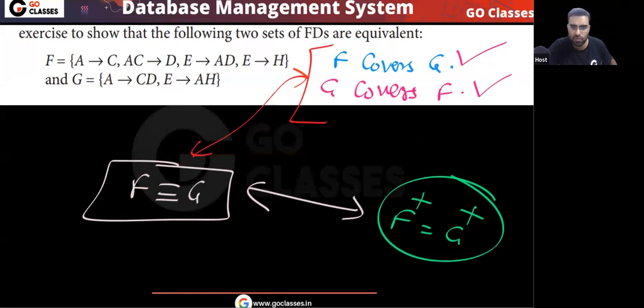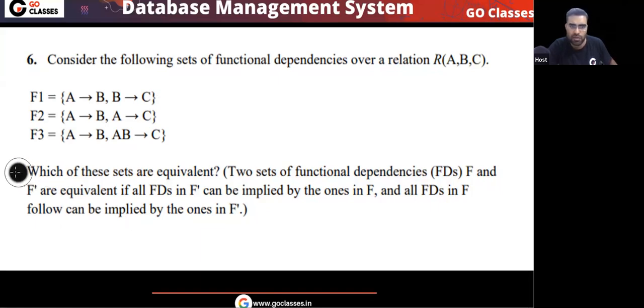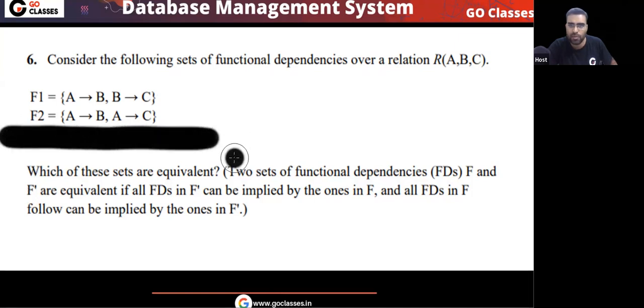Simple, right? Yes or no? Very simple. This concept, did you understand? Let's solve this question. Quickly, can you tell me the answer? Which FDs are equivalent? For example, let's check F1, F2. First, let's check F1, F2. Forget about F3. Now you tell me F1, F2.